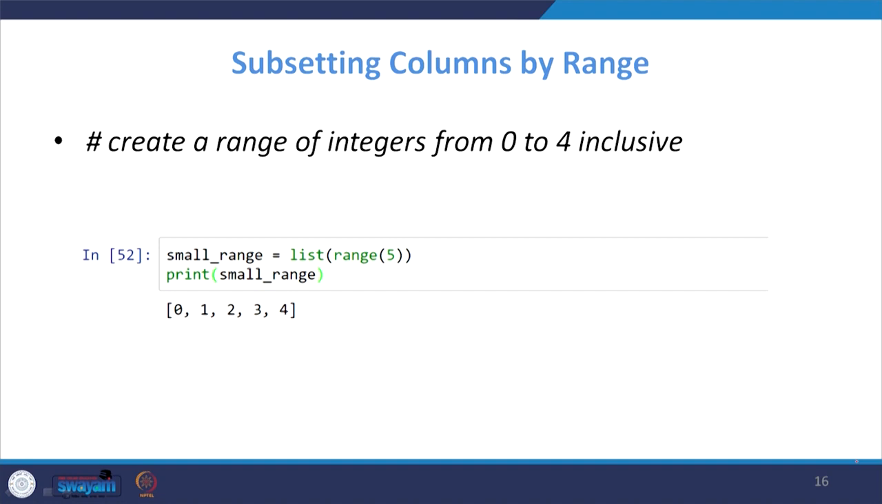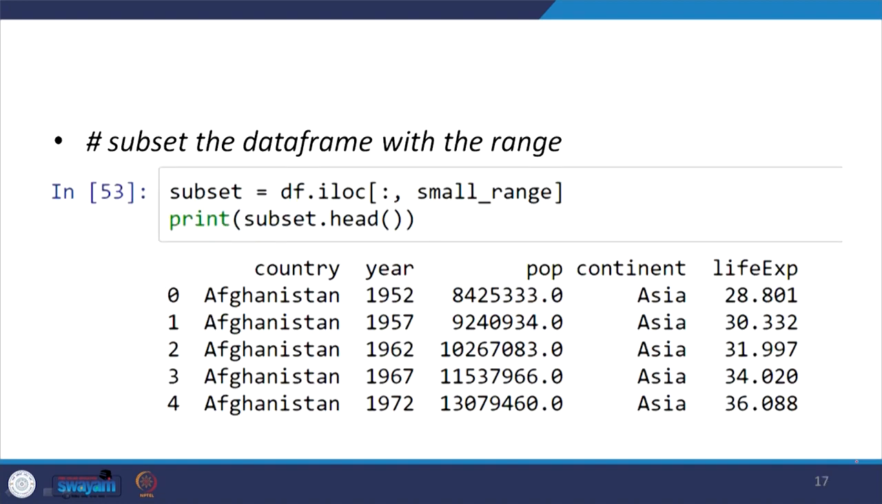Sometimes there is another way of subsetting columns, by using the command called range. First we will make a range of numbers. We are going to save that range of numbers in an object called small_range. So small_range equals list(range(5)). Print small_range, and you will get 0, 1, 2, 3, 4. Now this small_range object can be used to access the corresponding columns.